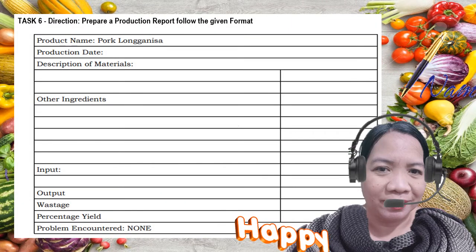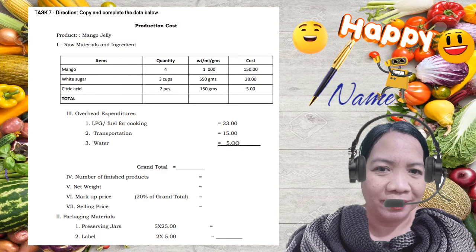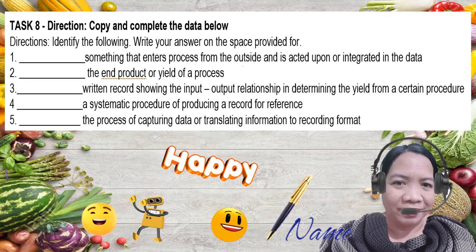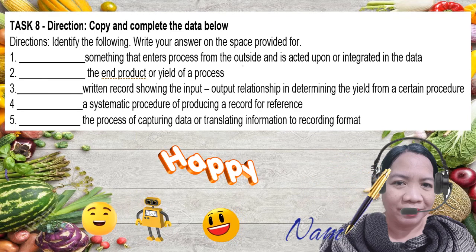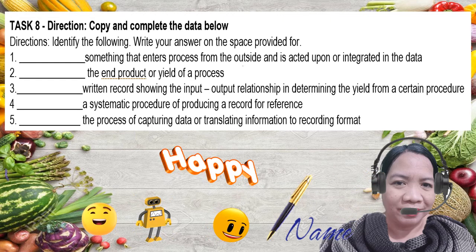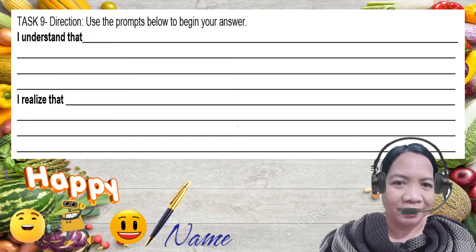Task number 6 is a performance task. You are going to prepare a production report following the given format. You can ask the help of your parents, guardian, or siblings, or even those who can give you information on how to make pork longanisa. Task number 8 is copy and complete the data below. You are going to identify what is being described in the following statement. You will write your answer on the given space. And finally, your reflection. You're going to write what you understood and what you realized.